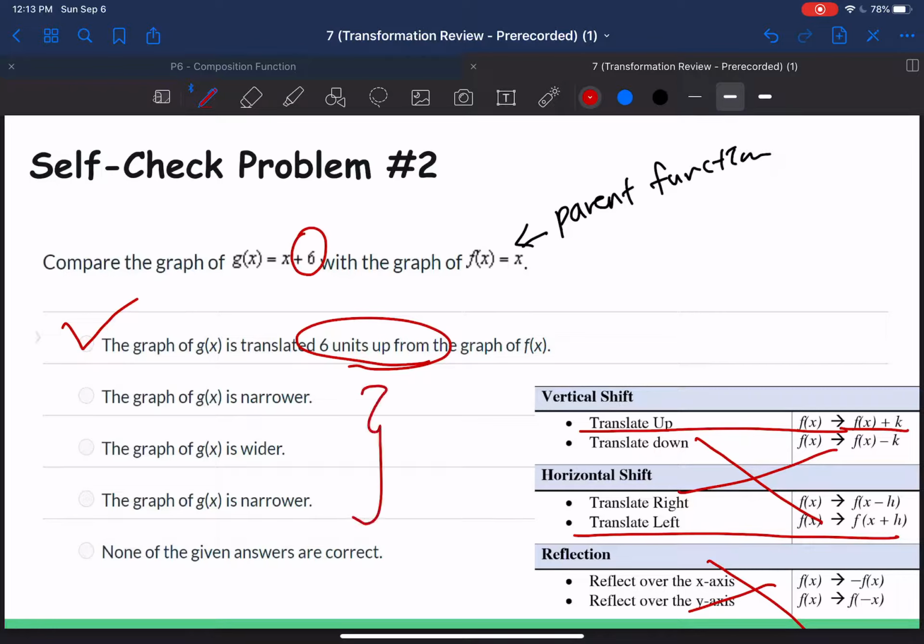All these examples are talking about wider or narrower. It means vertical stretch or compression. So they're talking about your slope. So nothing to do with adding or subtracting a number.